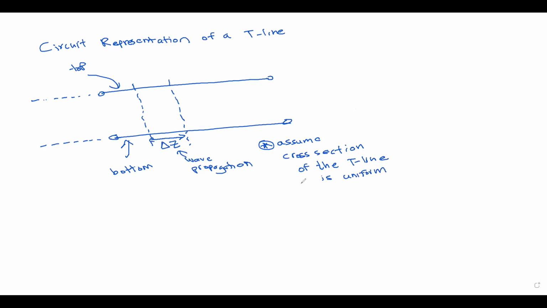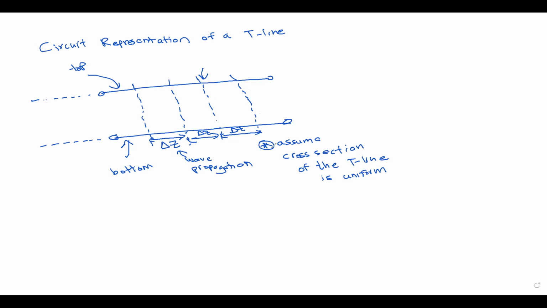So therefore, we take a delta Z part of that transmission line, and we consider that the same behavior, parameters, or features in that small part of the transmission line are available in every part of the transmission line. This transmission line is composed of multiple delta Z components.